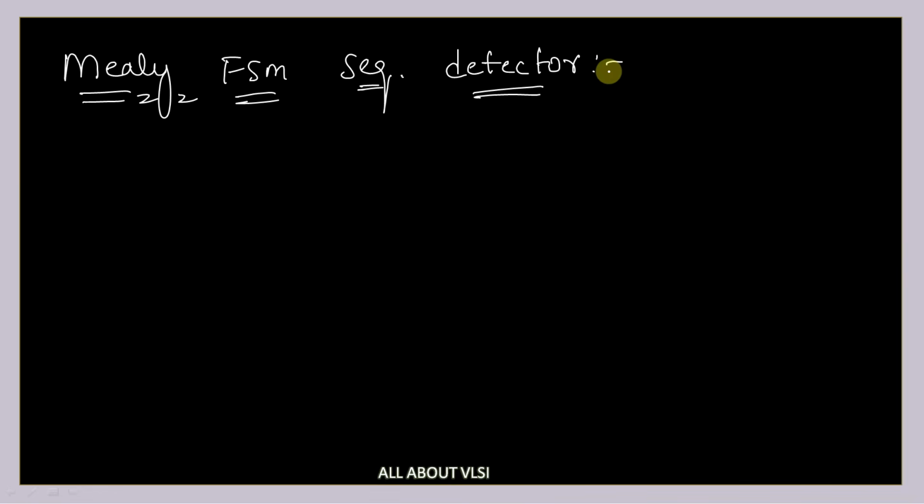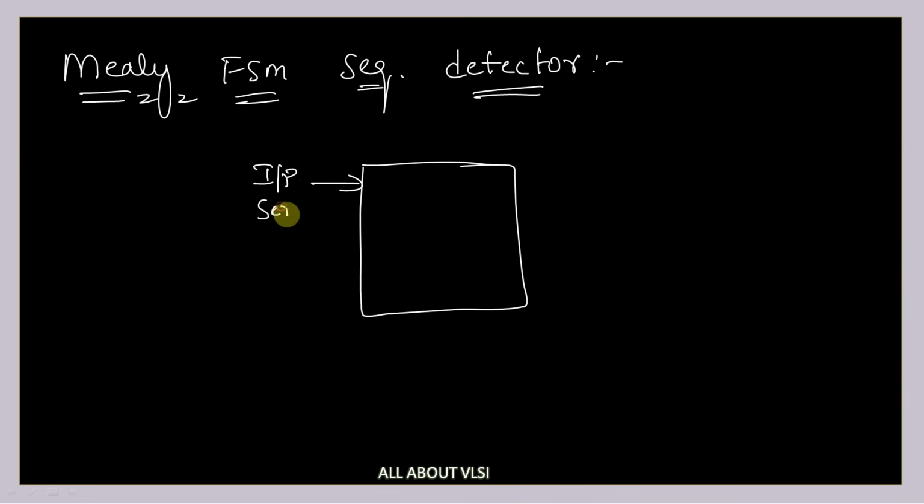Now, let's say I want to develop Verilog code for a Mealy FSM sequence detector. The block diagram of that sequence detector is going to look like this. For input, we are going to apply serial data. This is a serial input, and we are going to provide a reset signal and a clock signal, and this is my output.